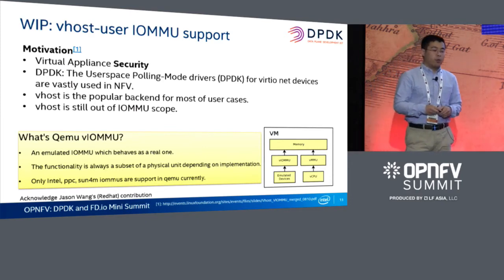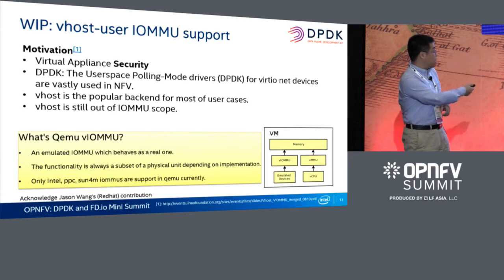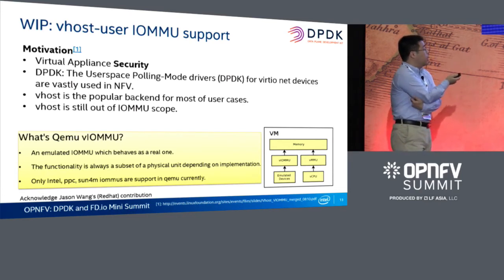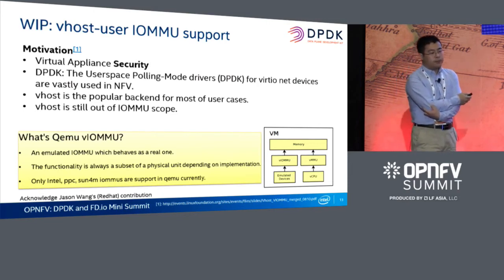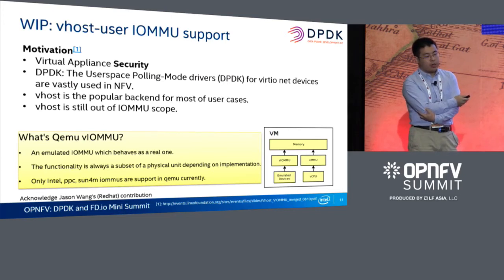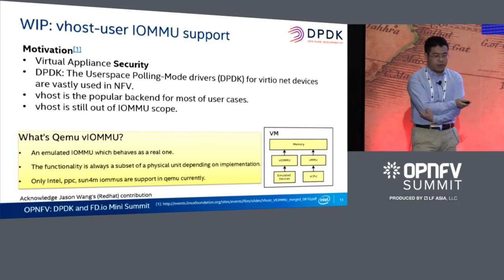Virtual IOMMU is essentially an emulated device by QEMU, so you can have a VM. In that sandbox, you can have a virtual CPU, virtual MMU, and a virtual IOMMU. There are patches in QEMU to allow your virtual device to access memory by going through the virtual IOMMU, with IO virtual address to physical address translation.